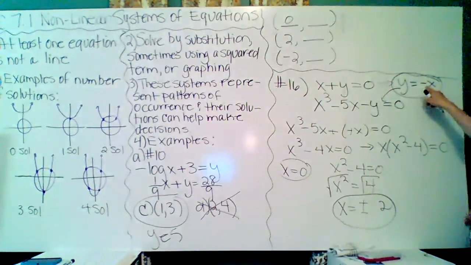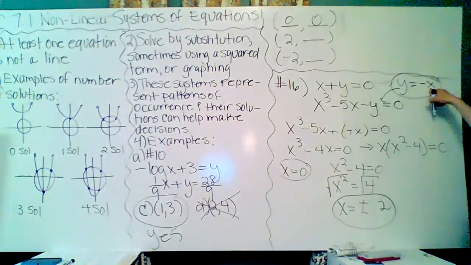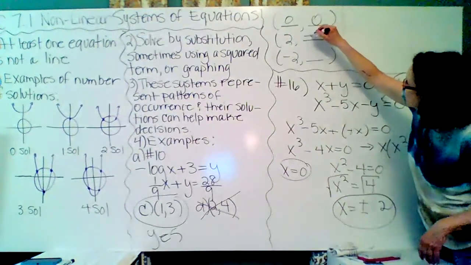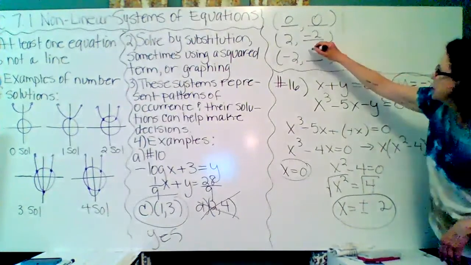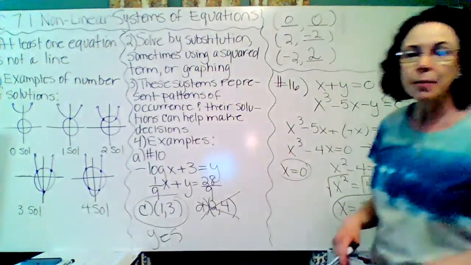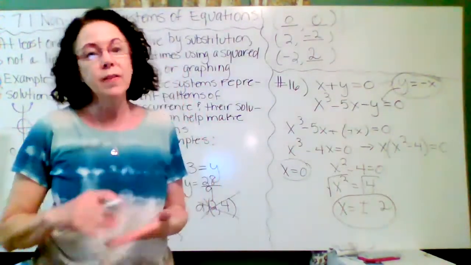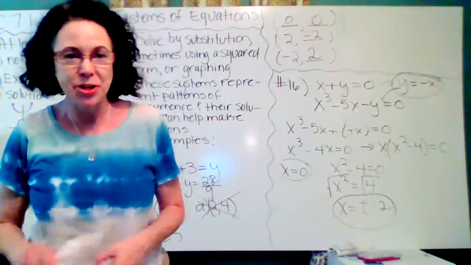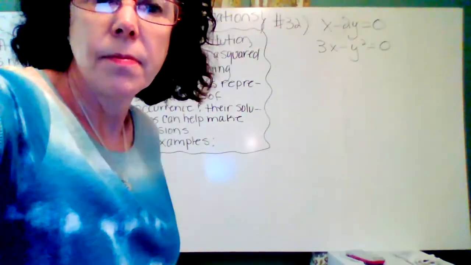So when I put in a 0 for x, I get a 0 out for y. When I put in a 2 for x, I get a negative 2 for y. When I put in a negative 2 for x, I get a 2 for y. And when you look at the graph in the book, on number 16, you do see that those are the 3 solutions where the line intersects the cubic equation. Okay, let's do 2 more examples.